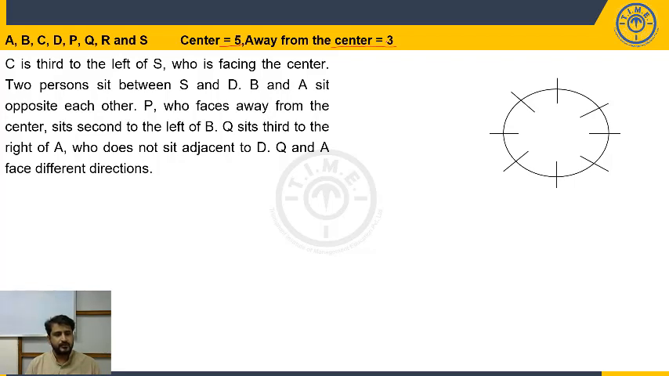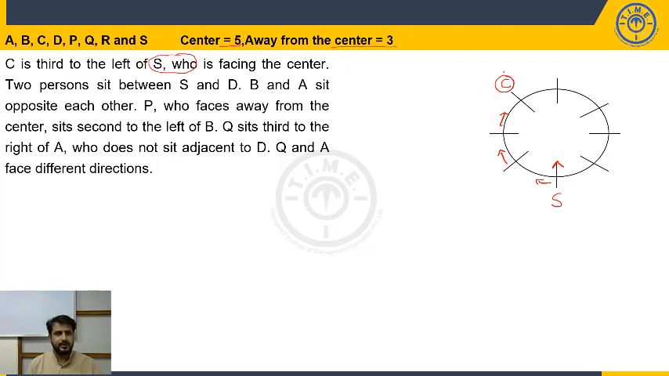What is the first clue given? We won't be picking up any clues randomly. We'll go through the clues one by one. C is third to the left of S. S is facing the center, so that is not an issue. But it is given that C is third left of S. With respect to S, the left side will be this side: first left, second left, third left. C will be there. So here is the position of C.